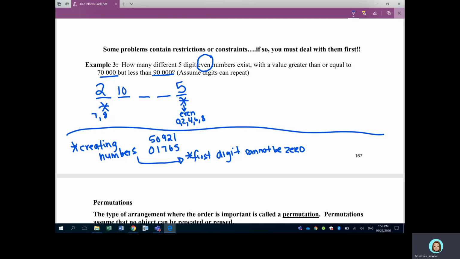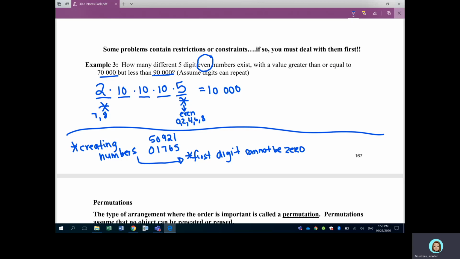These 3 blanks, we can use any number from 0 to 9. So 10 choices for this blank, 10 choices for the middle blank, and 10 choices for that one. Fundamental counting principle says to multiply our number of choices together, and our answer would be 10,000 different even numbers with a value greater than or equal to 70,000, but less than or equal to 90,000.